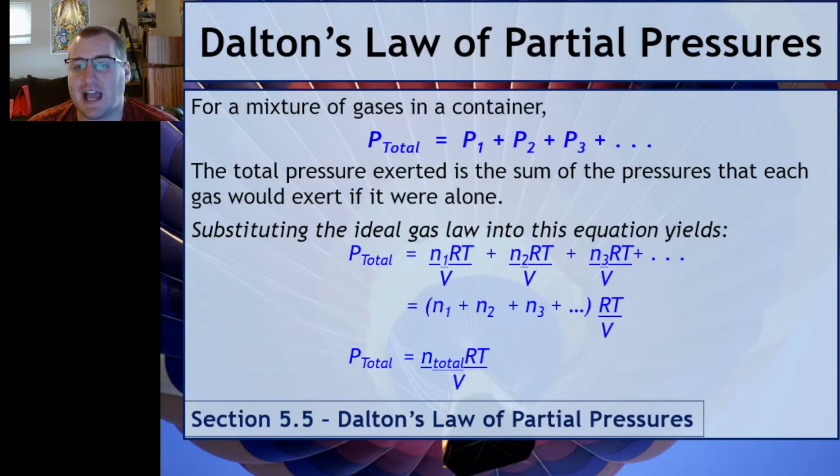It says for a mixture of gases in a container, your total pressure is just equal to the individual pressures of all your other gases. Basically, I have 3 different gases in one container. Just add up the pressure of all 3 of them. They are additive, and the total pressure is just the sum of all of them.